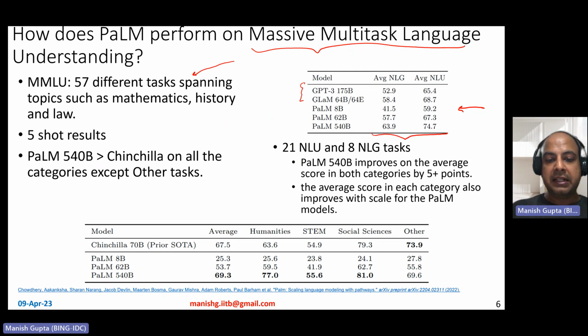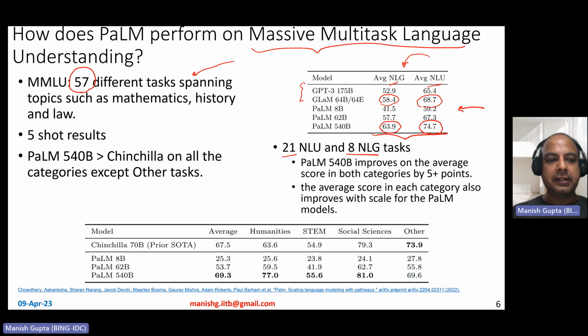Here we basically see the split across these 57 tasks on NLG as well as NLU tasks. In fact, this is not completely 57. These are 29 tasks: 21 NLU, 8 NLG tasks. And what you observe is that PaLM 540 billion improves the average score in both categories by 5 plus points. 63.9 compared to the best, which is 58.4, or 74.7 compared to the best, which is 68.7.